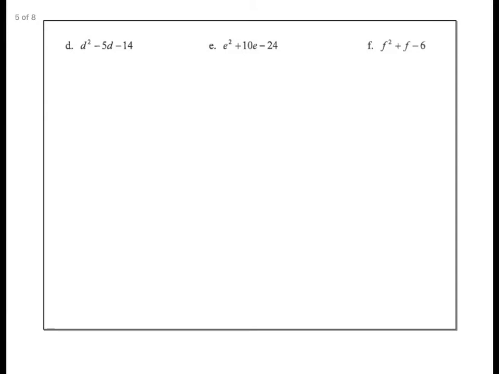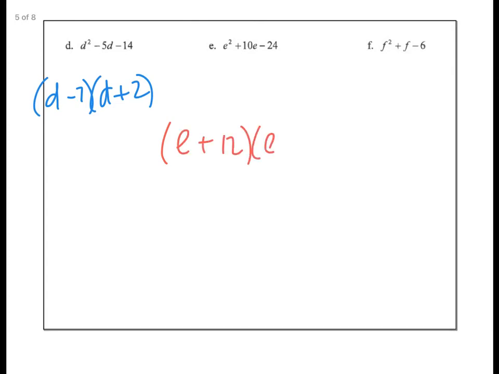Alright, D is a regular trinomial, so I would set up diamond and box, and I would factor it. Your two binomials when you finish should be d minus 7 and d plus 2. For E, again, same thing, it's a regular trinomial. I'm going to set up diamond and box. After you've done that, check your work. Your answer should be e plus 12 and e minus 2. Same for F, regular trinomial, should be f plus 3 and f minus 2.